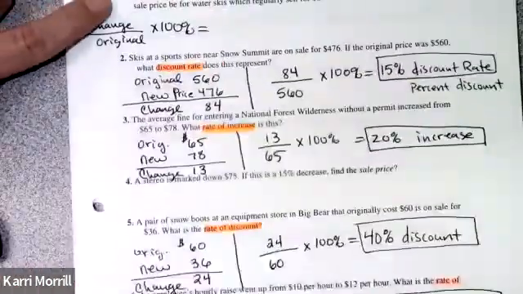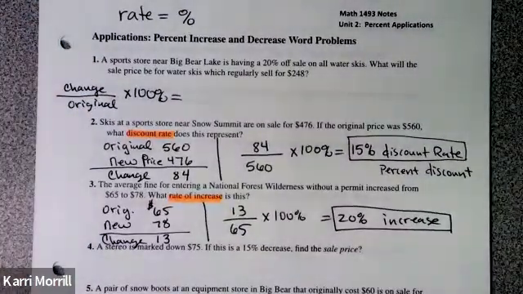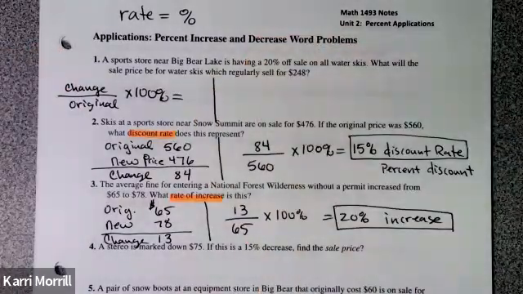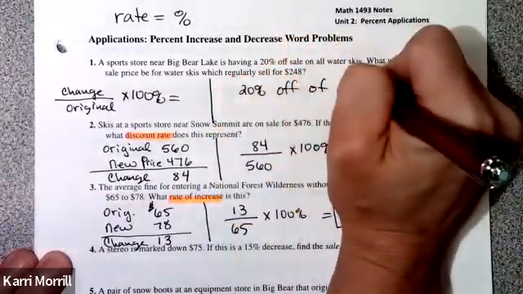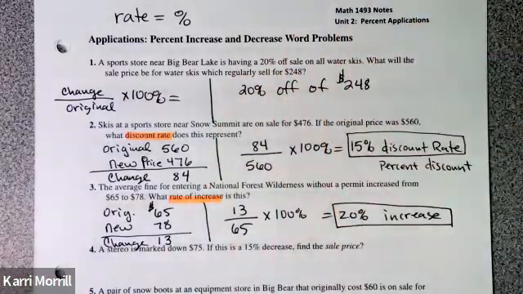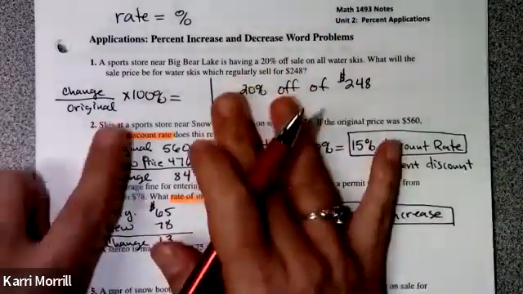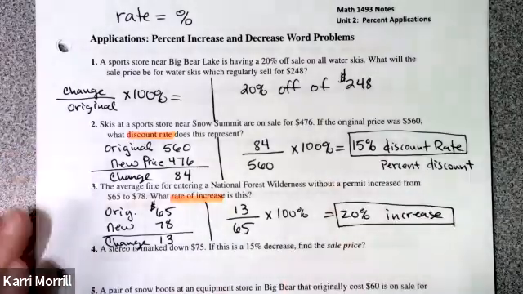But if you look at number 1, it says a sports store near Big Bear's Lake is having a 20% off on all water skis. What will the sell price be for water skis, which regularly sells for $248? If you just want to know what's 20% off of $248, we can revert back to 5.1 through 5.4. It makes this section just a little bit easier, and you can apply the old knowledge that you know. You can plug this back into here. You just have to work it more like an equation with an X, an unknown in there.